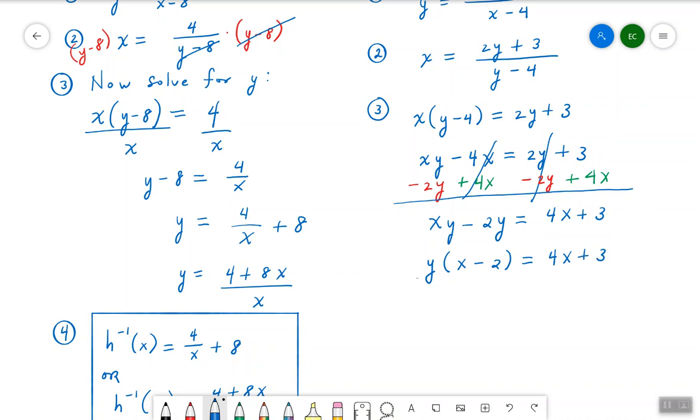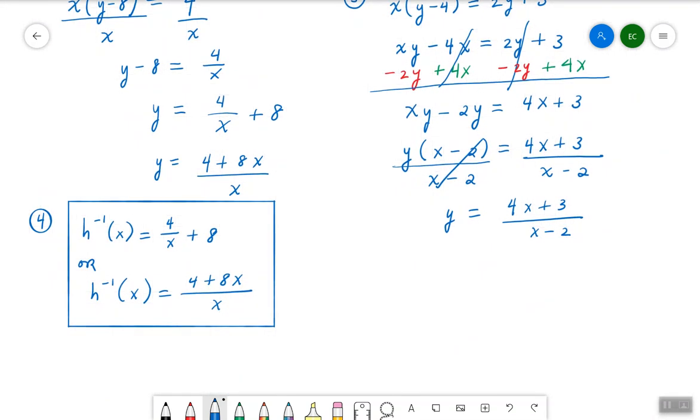And I bet you can see the last step is going to be to divide both sides by x minus 2. And we'll have y is equal to, x minus 2's cancel, you'll have y is equal to 4x plus 3 over x minus 2. And you can go ahead in step 4 and call that f inverse of x. And we have our final answer.